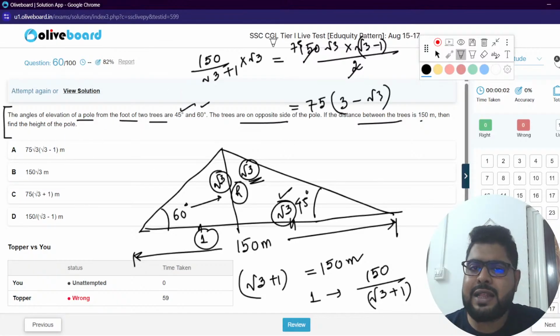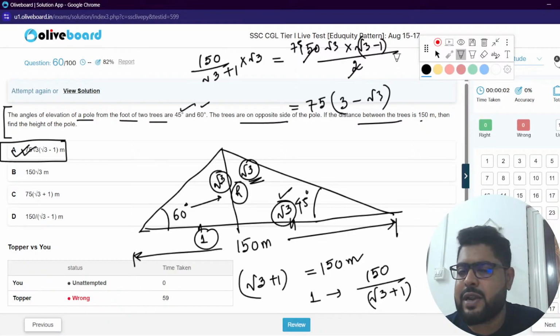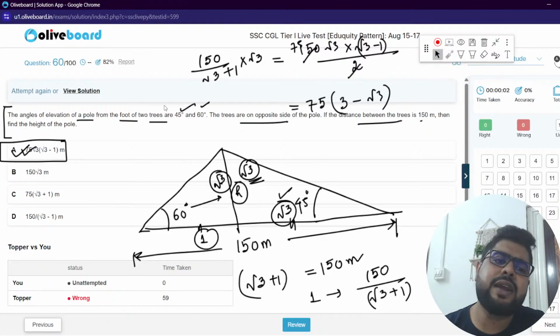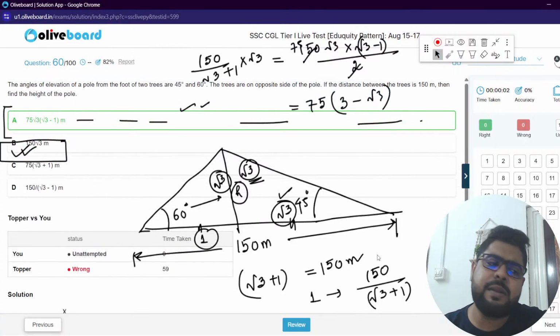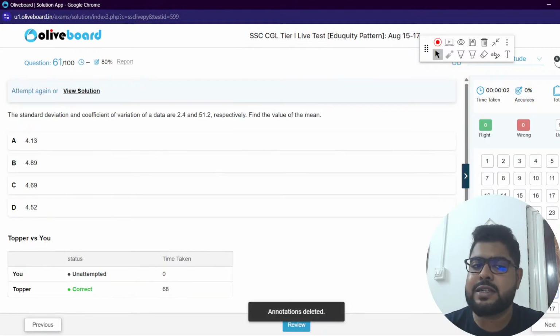75, or rather, they have given this as the answer itself. They have not done the calculation. So again, I'll mark this as my answer as it is. I'll not do the calculation.